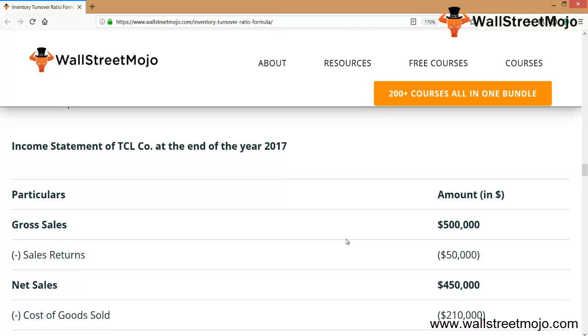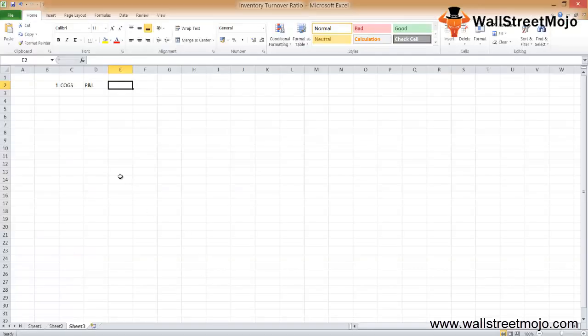The second component of the formula is average inventory. To find out the average inventory, we need to use a simple average method. We need to find out the beginning inventory and the ending inventory for the period, and then all we need to do is divide the sum by 2. For example, if the beginning inventory is $40,000 and the ending inventory is $50,000, to find the average inventory, we just add these 2 and divide by 2. So we'll have 45,000 as the average inventory.